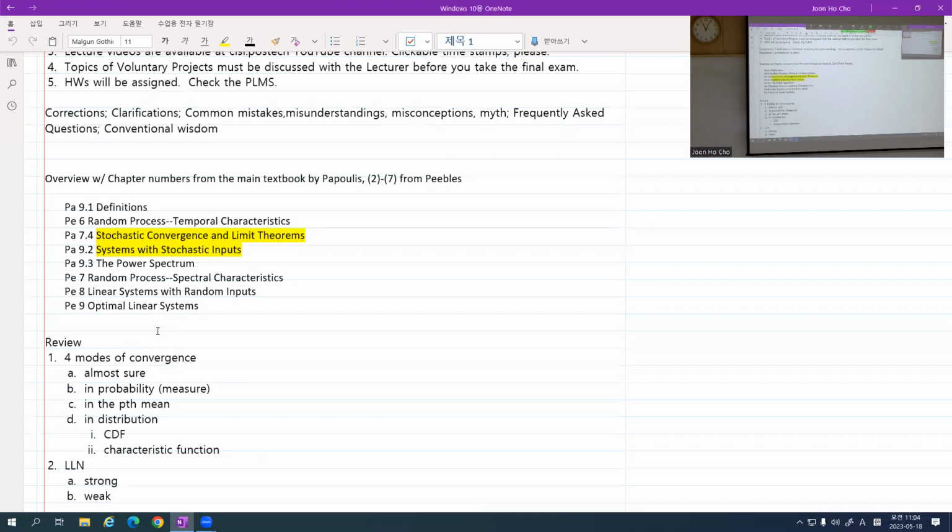Let's overview where we are and what we are going to do. Even though we just say 9.1 of the populace, we've covered a lot of topics. And today we are going to almost finish this topic of stochastic convergence, part 1. And we enter into a related topic today, systems with stochastic inputs. So let me review.